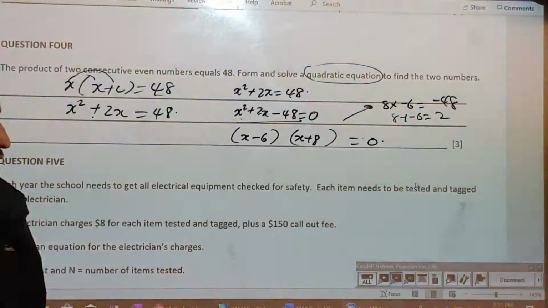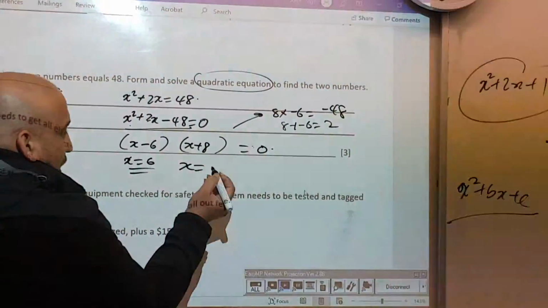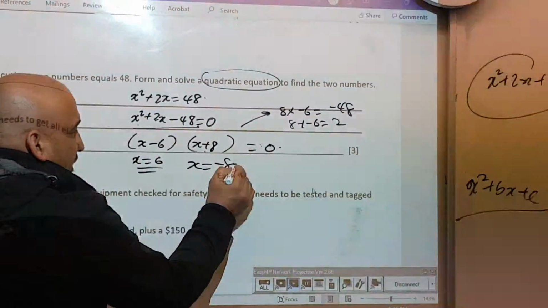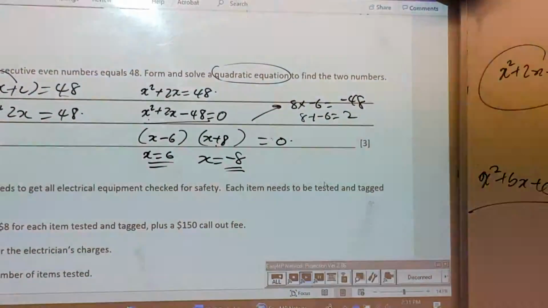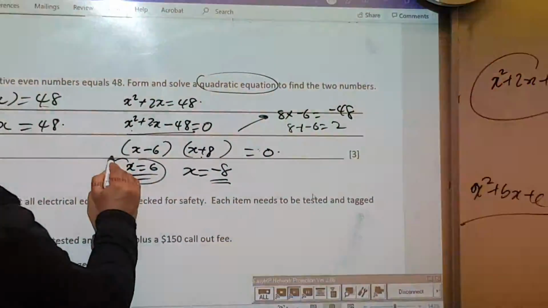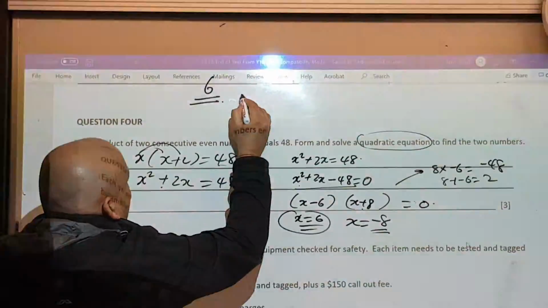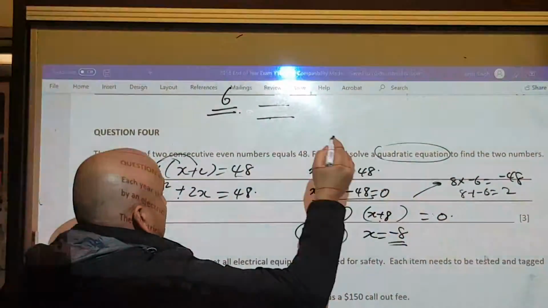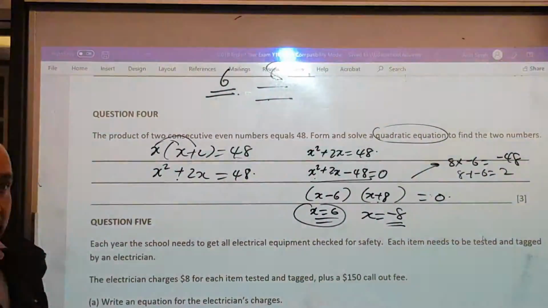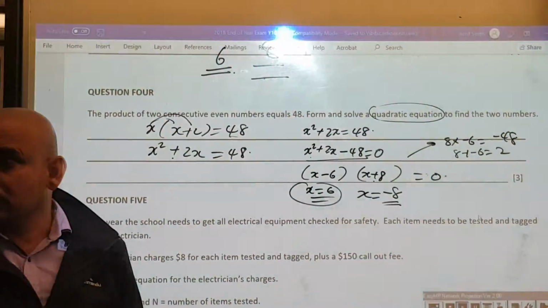That's a quadratic equation. So now x equals 6, and x equals, I told you if it's plus 8, so it's minus 8. So these are my two answers there. If I take 6, for example, 6 is my number. What is my other number that will be consecutive? It will be 8. Right? So 6 times 8 is 48. Cool?